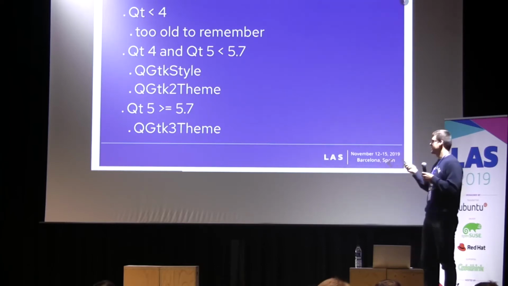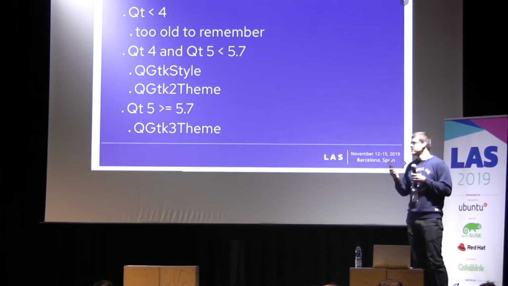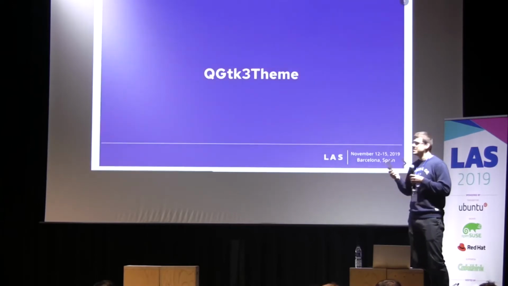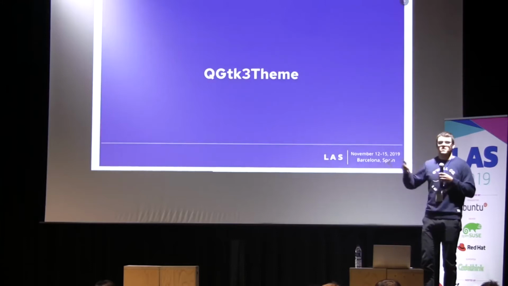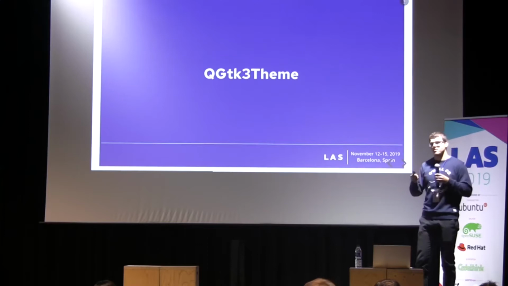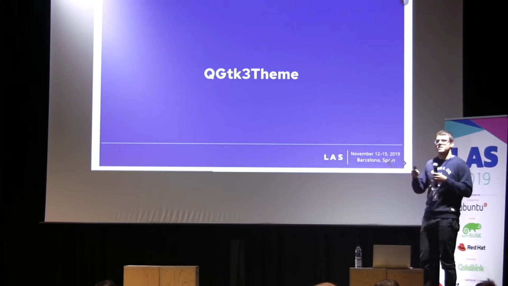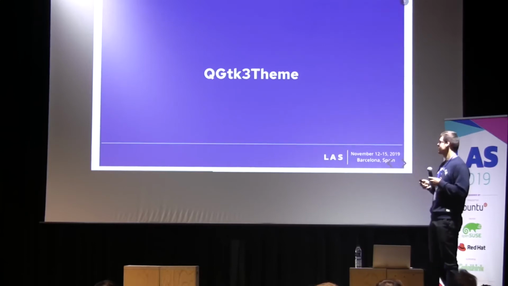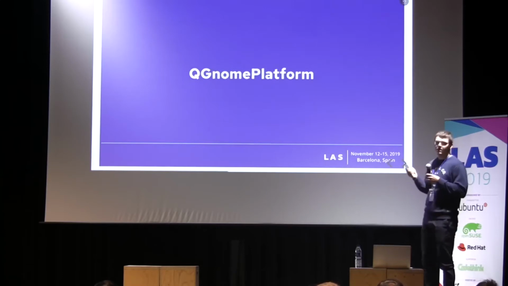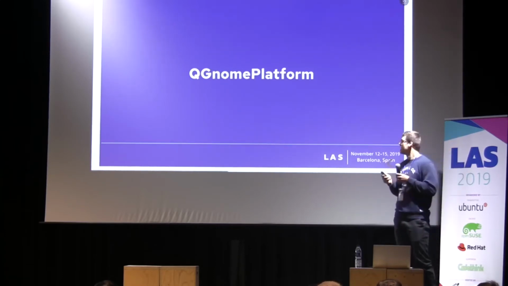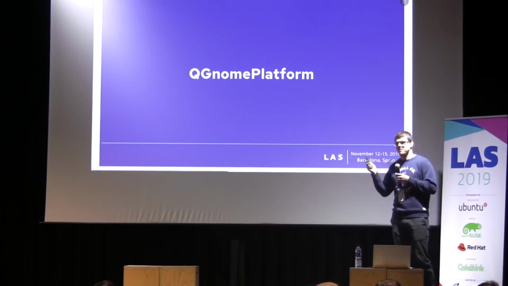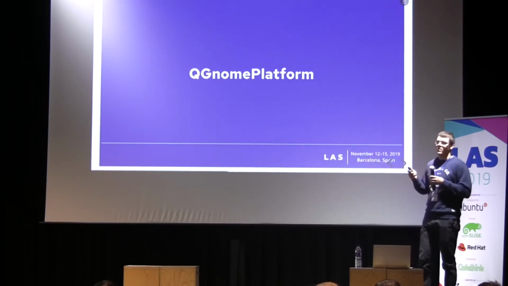So we ended up with just the Qt GTK 3 theme since Qt 5.7, which the only thing it does is just read the configuration, which means what icons you use, what font and such, and apply them to your Qt application. But you didn't have the widget style and some other stuff I will mention later. So because of this, we started writing Qt GNOME platform, which is sort of the same thing as the Qt GTK 3 theme, but we wanted to add some other stuff on top of that.